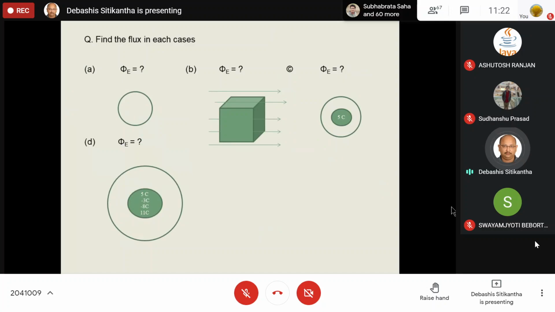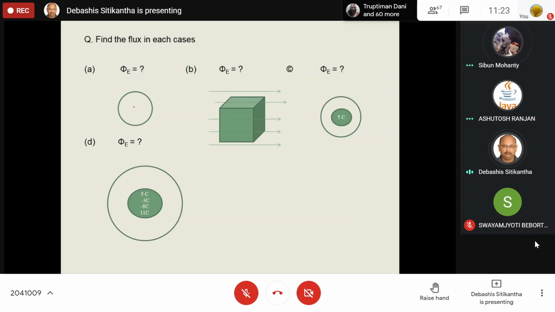But before that, there is a simple thing I need to clarify. Now can anybody tell me, in figure A, this is your figure A, right? Can anybody tell me what will be the flux in this case? 0. Yes. Is it going to be 0? Come on, tell me confidently.